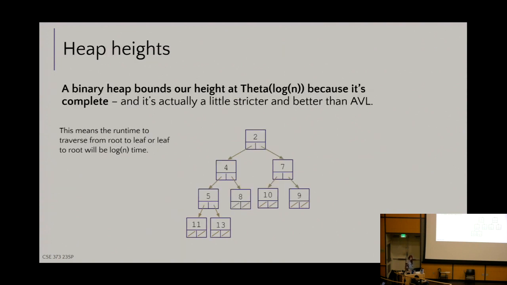Okay. So, because of the completeness, we do have a guaranteed logarithmic runtime again because we've got this nice sort of balanced tree. We're filling things up. So you can consider the height of any heap to be guaranteed to be theta of log n. That means the time it takes to traverse from the overall root down to the bottom is log n.